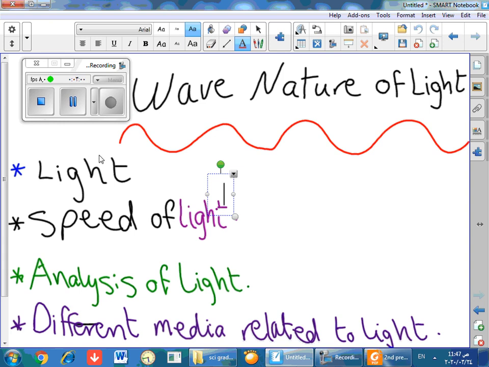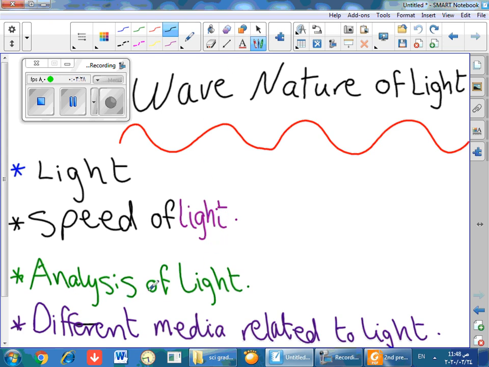Now we have to know what is meant by light. It is the external factor affecting the human eye causing the sense of vision. Speed of light, who knows? Okay, very good, excellent. Speed of light is the distance covered by light in 1 second or unit time. Okay.